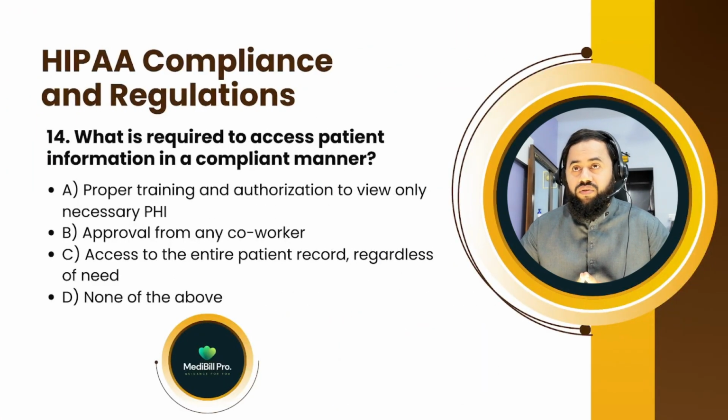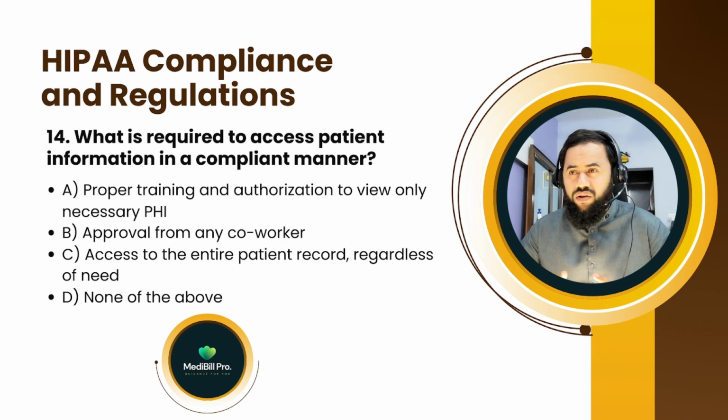Okay, so we have question number 14. What is required to access patient information in a compliant manner? Option A is proper training and authorization to view only necessary PHI. Option B is approval from any coworker. Option C is access to the entire patient record regardless of the need. Option D is none of the above.